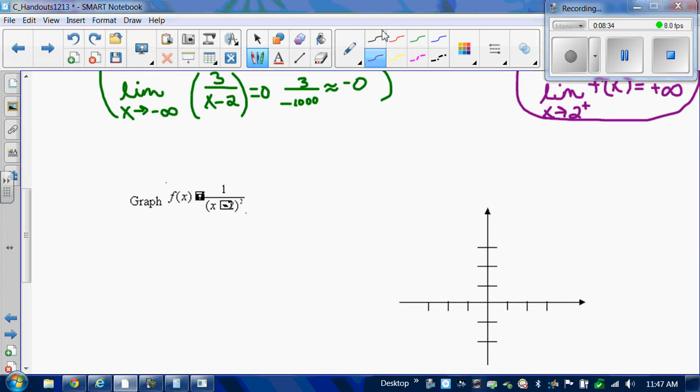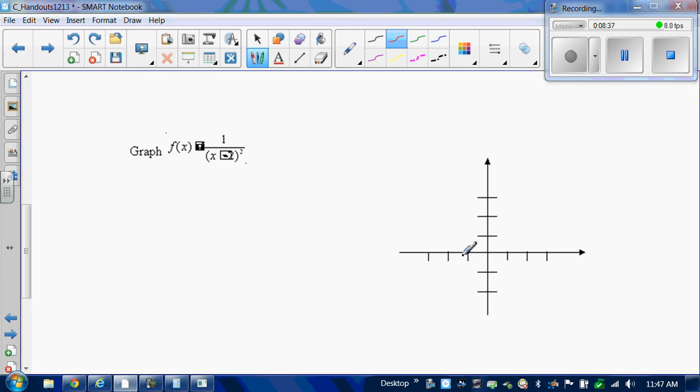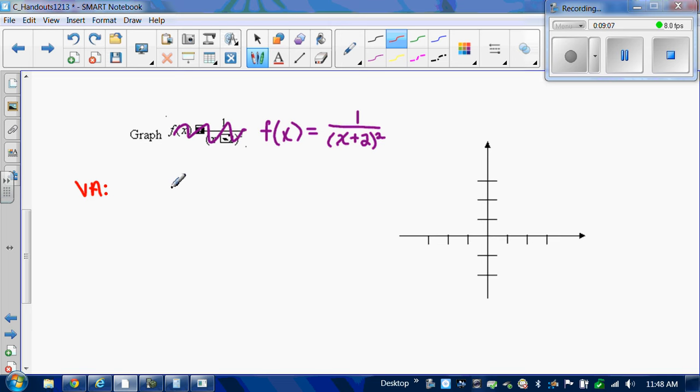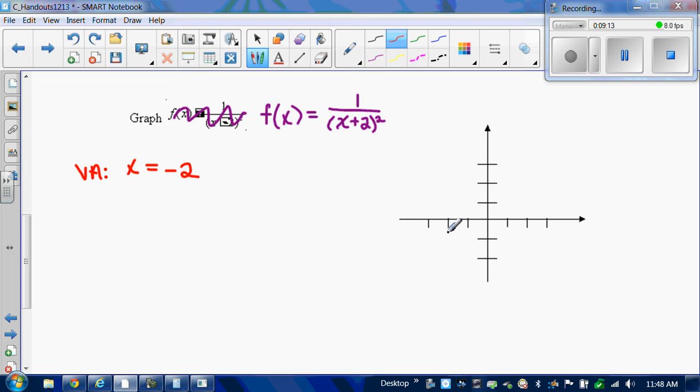Okay, let's do the next one. So first I want you to go ahead and identify the vertical asymptote and graph it. And these are just counting by ones. That's fine. Oh, I'm sorry, I should probably tell you what the function is, because I don't know if yours is messed up. All right, so f of x equals 1 over (x plus 2) squared. Okay, so let's start with the vertical asymptote. Go ahead and write it. Okay, and graph it. All right, so we got x equals negative 2. And there it is.